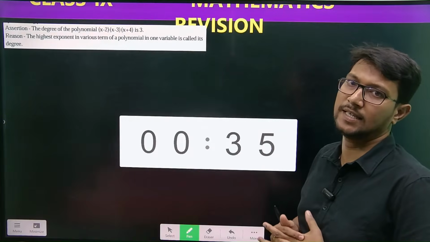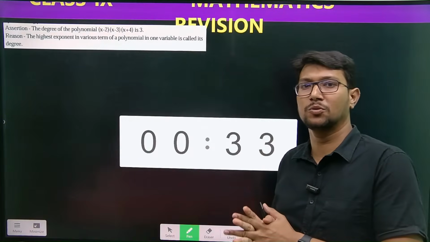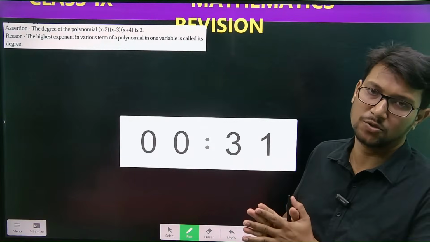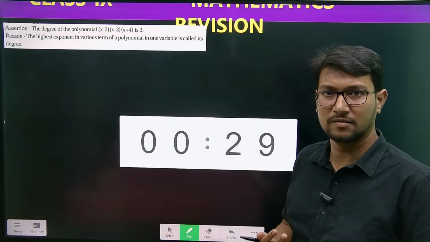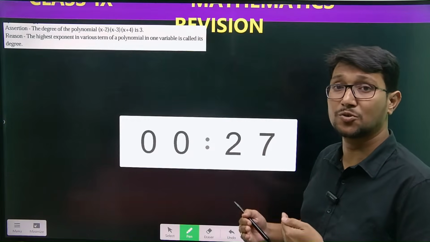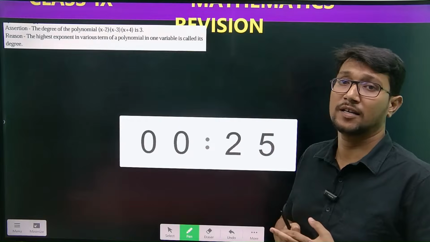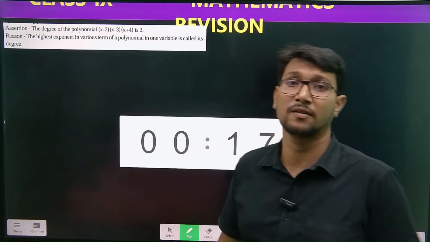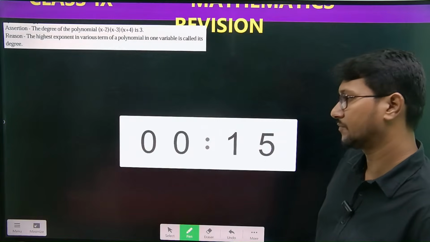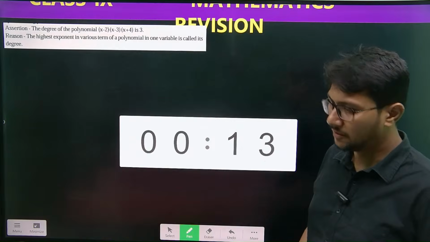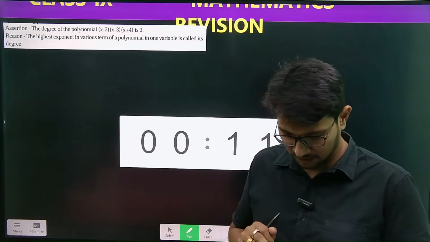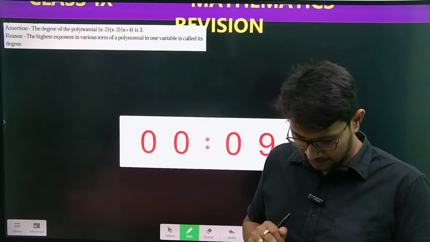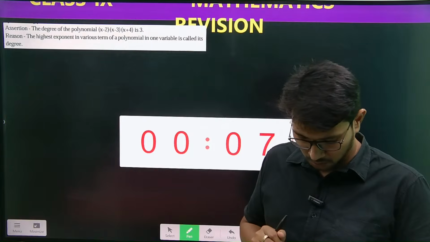What is the answer, A, B, C, D? A means assertion true, reason true, and reason is the correct explanation. B means assertion true, reason true, but reason is not correctly explaining assertion. C is assertion true, reason false. D is assertion false, reason true. Have you given me the answer? Tell me, children. A is false, R is true.